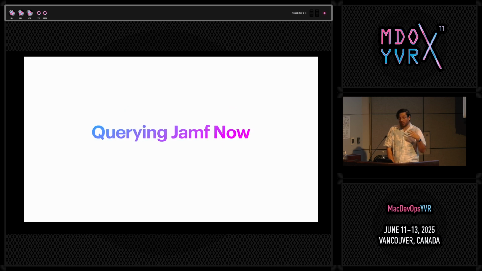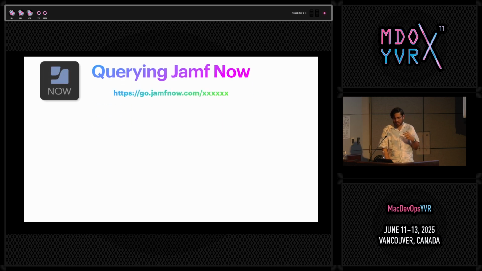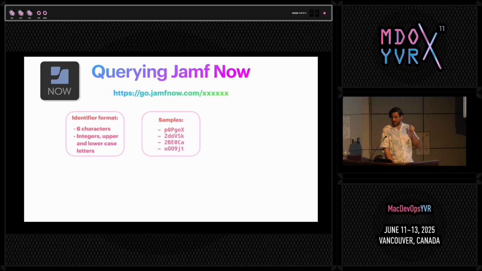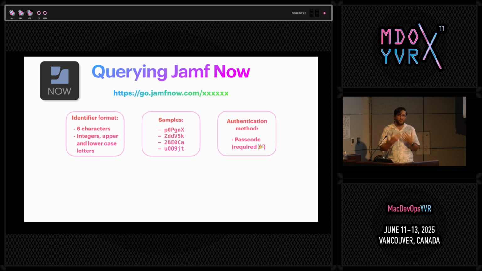So then we'll look at Jamf Now. The URL is go.jamfnow.com, and then you've got your identifiers. The identifier format itself is 6 characters. It's integer, uppercase, and lowercase. Brief sample there. And the authentication method is only a passcode for the generic Jamf Now, but it is required. It's not optional. So that means you have to brute force even more digits.